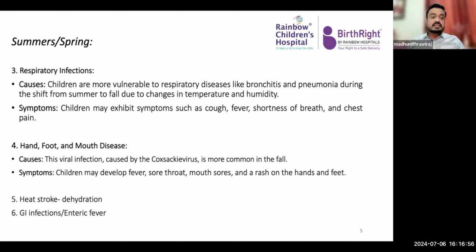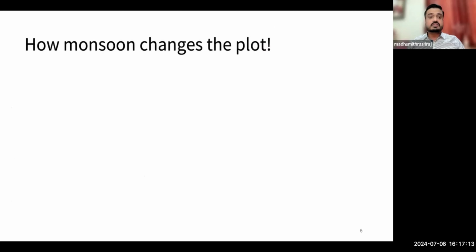And certain conditions like enteric fever, typhoid. Enteric fever is the medical term for typhoid, which, as we all know, is more common during summers. It's a waterborne disease. So all these are a few common conditions which can happen in summers and springs.